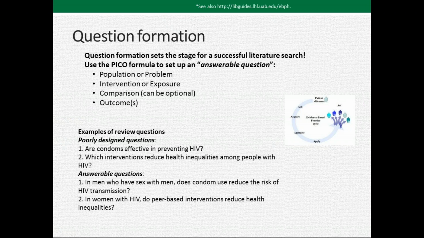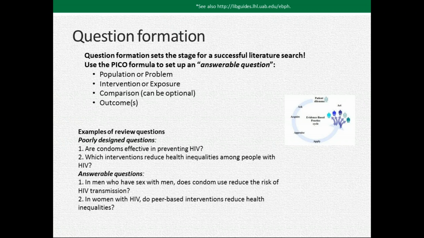Okay, so if we have a question of are condoms effective in preventing HIV, one way we might make that a little bit more targeted is to think about the population that we're primarily interested in. So we could say, okay, in men who have sex with men, does condom use reduce the risk of HIV transmission? So in this one, we've got the population, the men who have sex with men. The intervention is condom use. Comparison would presumably be not using condoms. And the outcome would be HIV transmission, right?